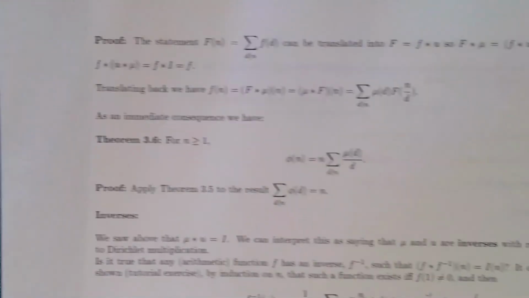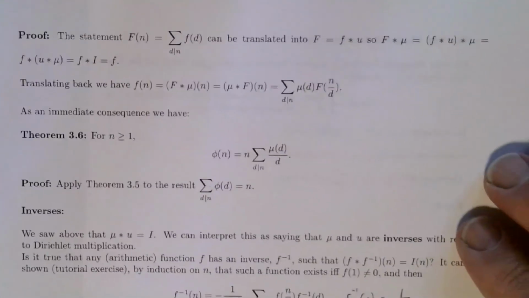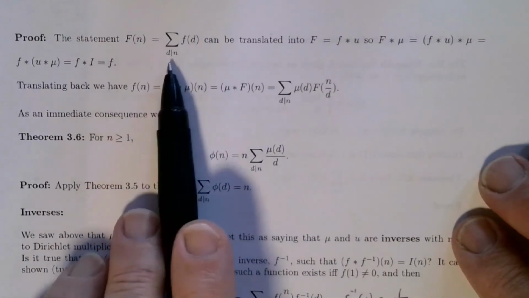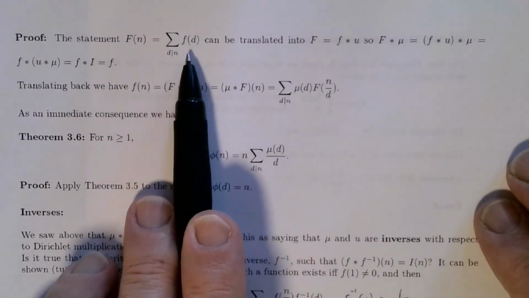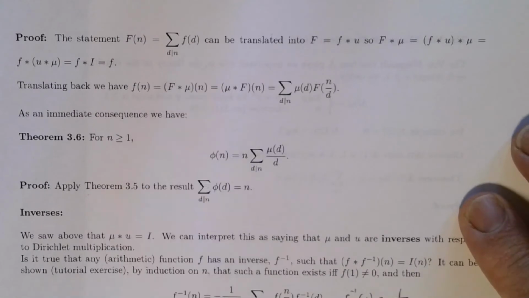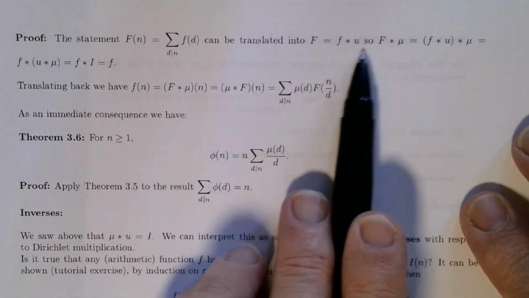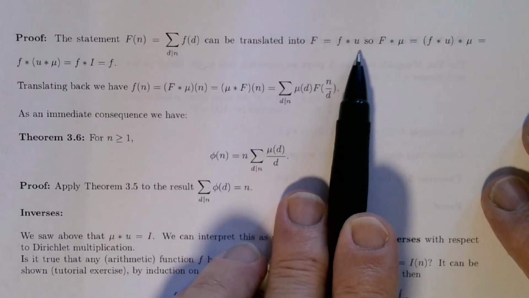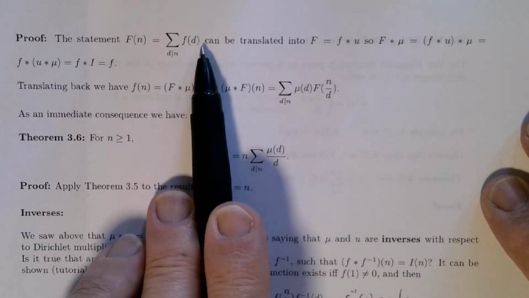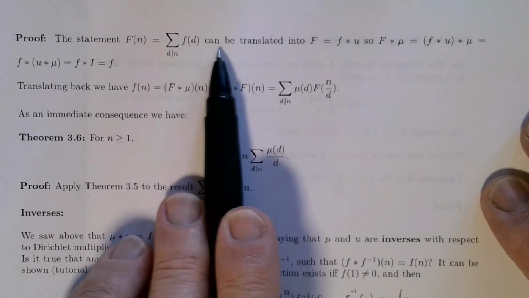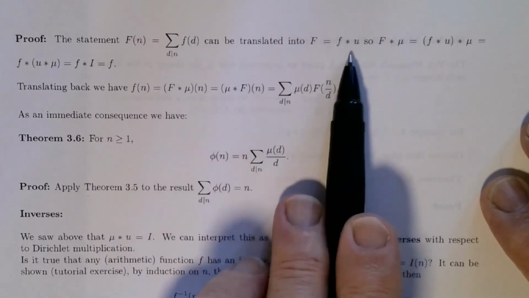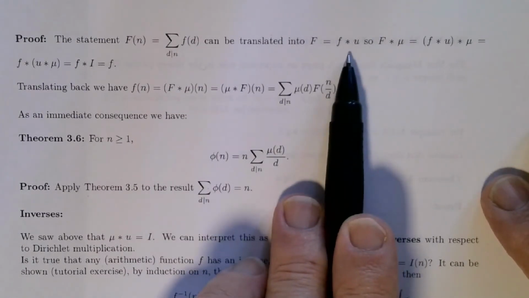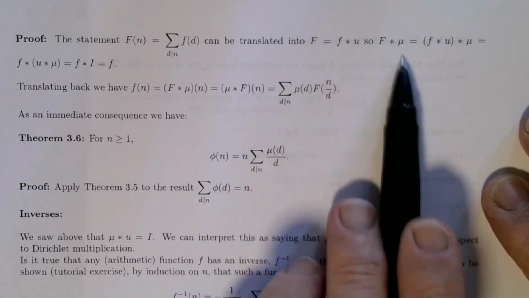So the statement that F of n is equal to the sum over d dividing n of f of d, we can translate that into F is f star u, because remember u is just 1 for any d. And so I can simply put a 1 in here and think of that as u of n over d, and so I can write F like that. And now what I'm going to do is take a Dirichlet product of both sides of this with mu.